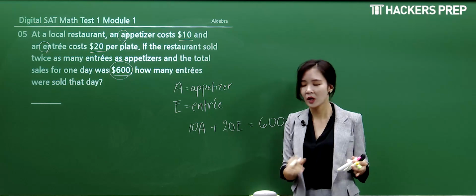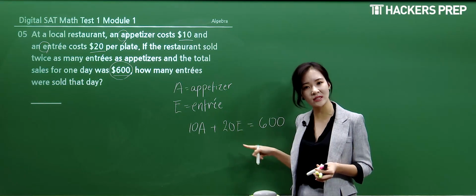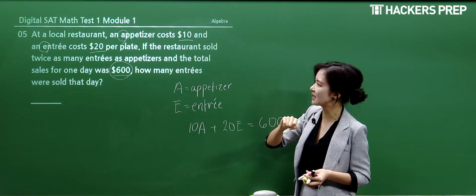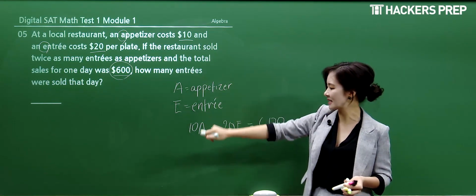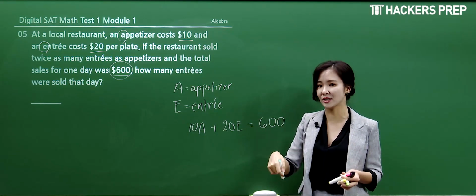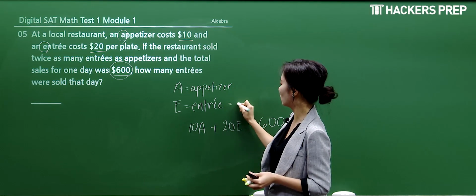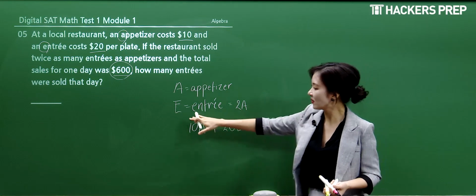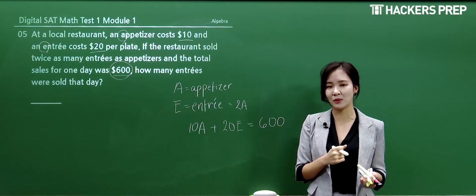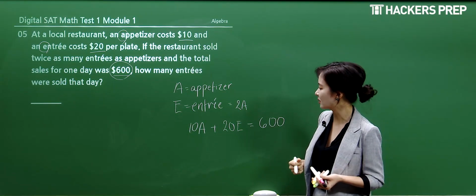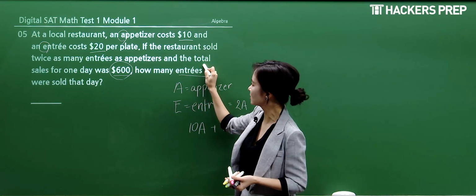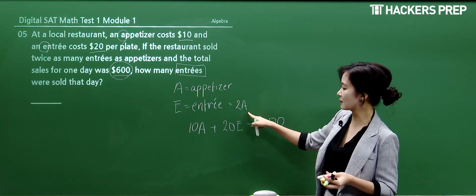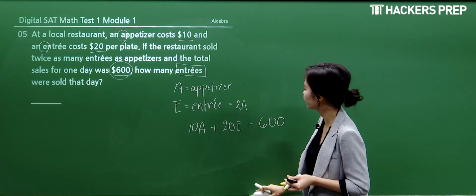Now, here's a problem. We have two unknown variables, but just one equation. If you look closely at the scenario in the given statement, it says the restaurant sold twice as many entrees as appetizers, so that means the entree is going to equal 2A, or twice as many appetizers. So given this relationship, we have another hint that we can use to solve for the values of these variables. It's asking how many entrees, so ultimately we are looking for the value of E. But for now, let's go ahead and substitute E for 2A.